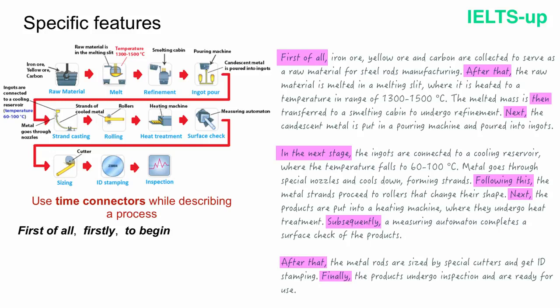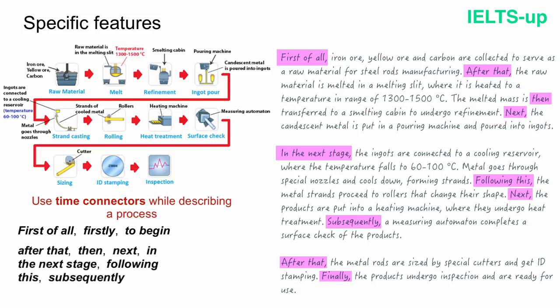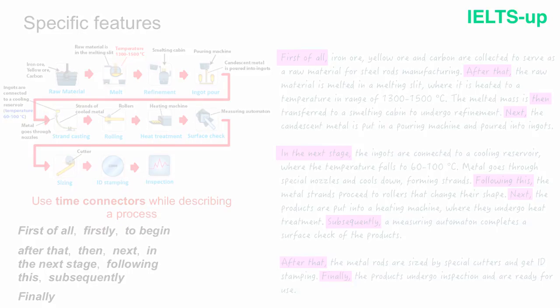To move on to the next stage, I used the following connectors: after that, then, next, in the next stage, following this, and subsequently. And to describe the last stage, I used the connector finally. It's a very, very good idea to use these time connectors if you're describing a process. This way your writing will be more coherent and you will achieve a higher score.